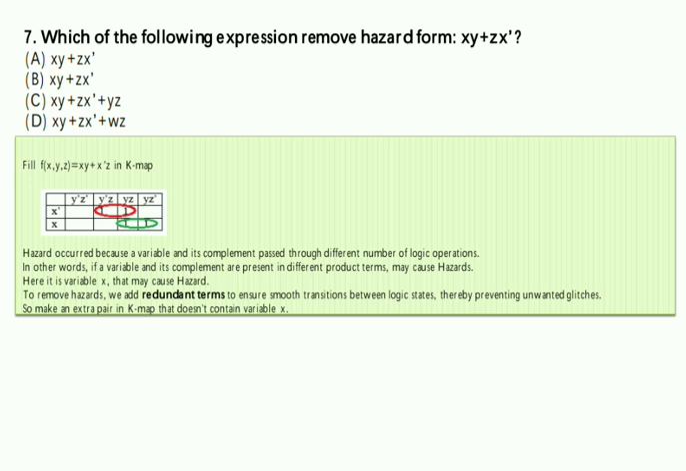So what is the common redundant term? This one is a redundant term. It will make an extra pair in the K-map that doesn't contain the variable x. So if you write down this value, here we will get xy plus zx dash plus, so what is the value here? yz, right? So xyz and x dash yz means yz. So in this sense we will get the answer.